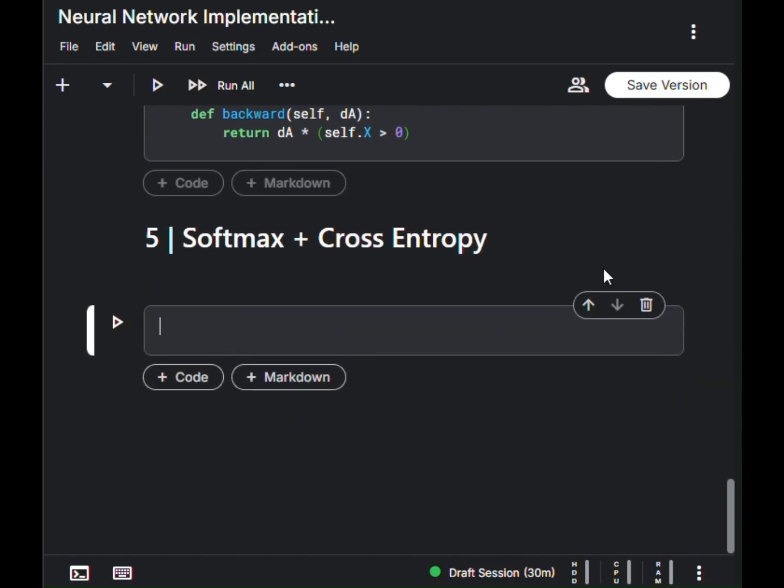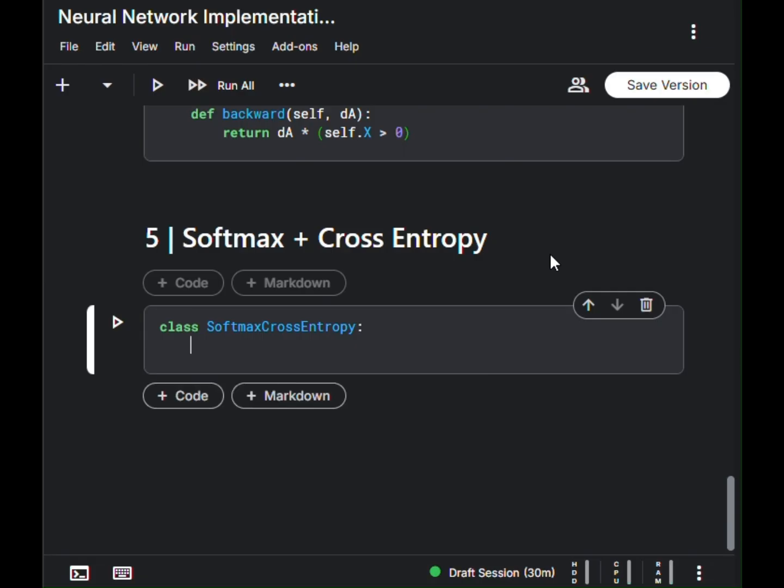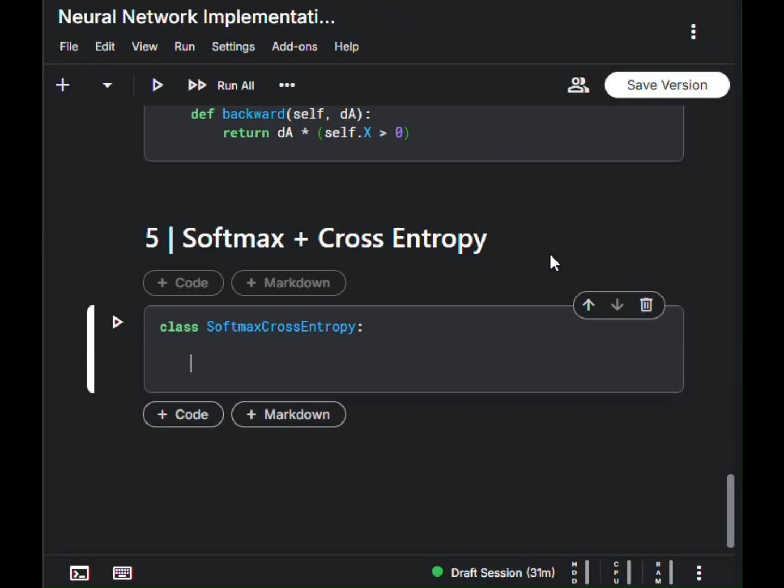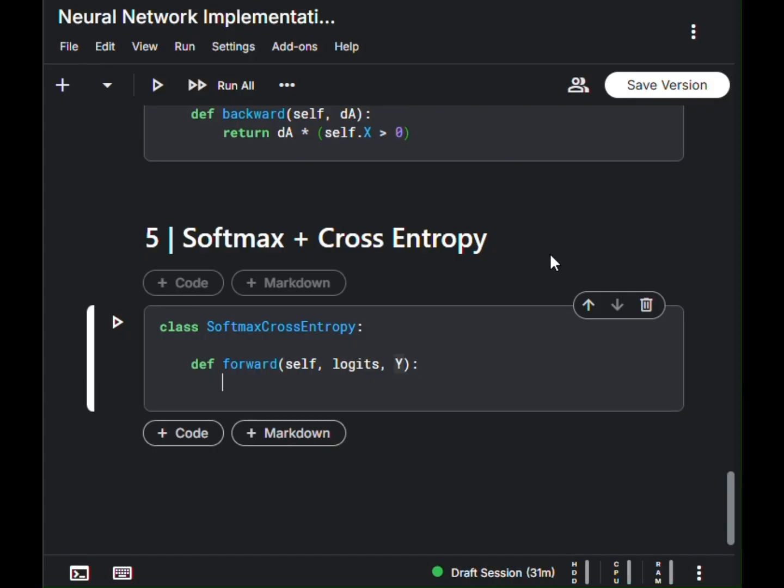Let's go through it. Now we will create a class SoftmaxCrossEntropy. It is good practice, or rather a simple practice, to contain both of these in the same class for the sake of simplicity. So we will first implement the forward function here. The forward function will contain the parameters self, logits and then Y. We will be caching Y.